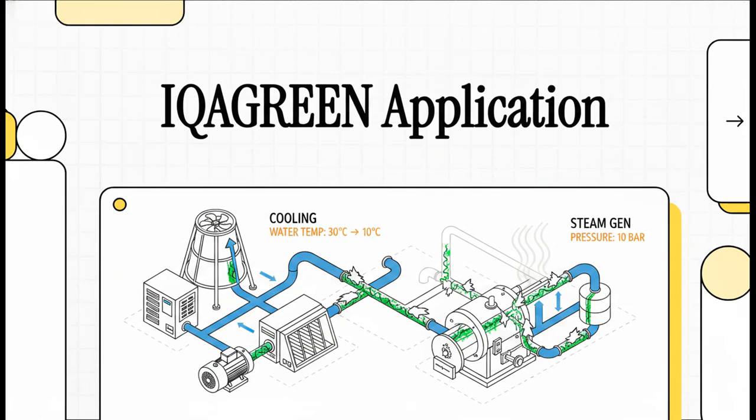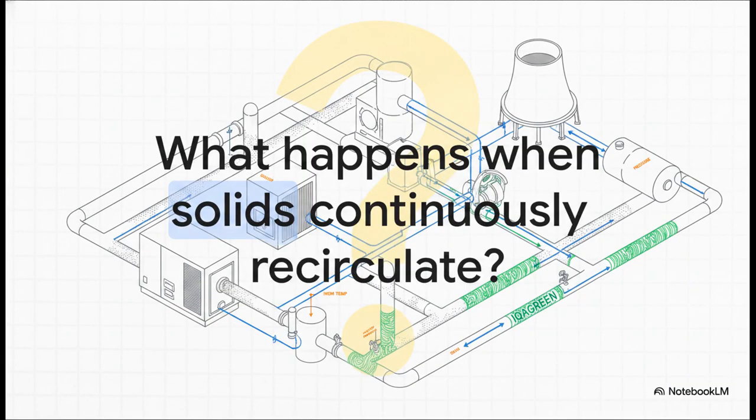Let's dive right into the technical application of IQAGREEN in industrial thermal equipment. This product functions in two distinct environments: cooling systems and steam generation systems. Understanding this application really comes down to mapping out exactly how it protects critical infrastructure. So, what actually happens when solid particles continuously recirculate through heat exchangers? Well, the operational consequence is severe.